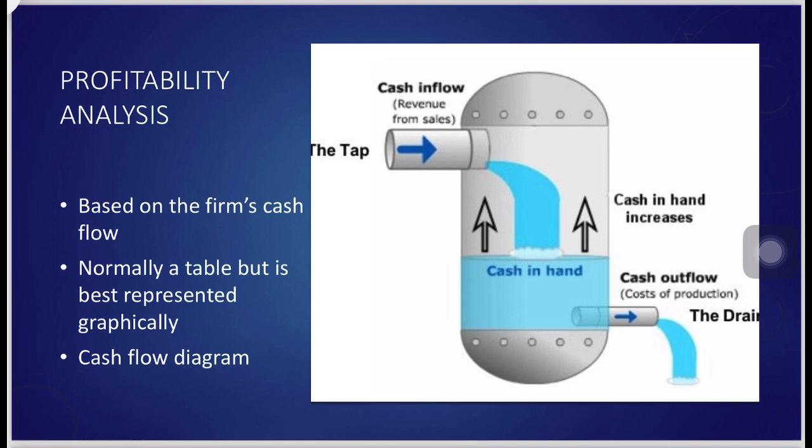Okay, so the profitability analysis is based on the firm's cash flow. As you can see in the diagram, the cash flow includes the cash inflow, the cash in hand then increases, and the cash outflow. Okay, so normally it is a table, but it is best represented graphically. So it will be shown in a cash flow diagram.